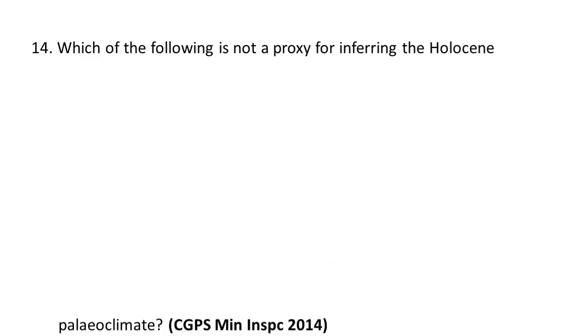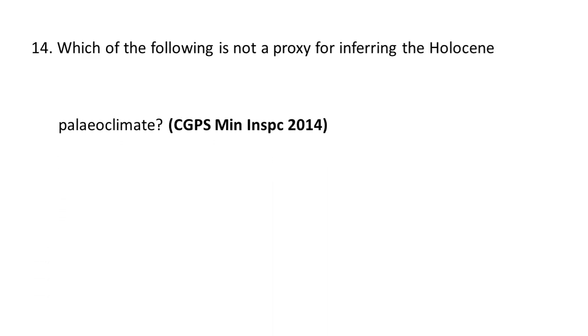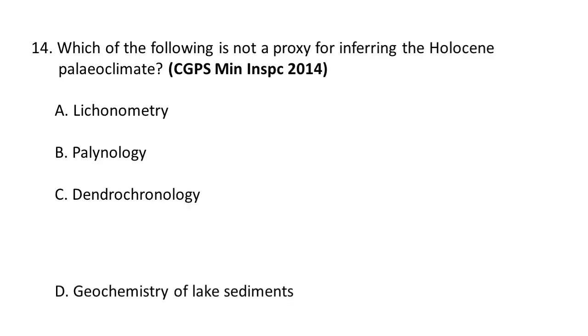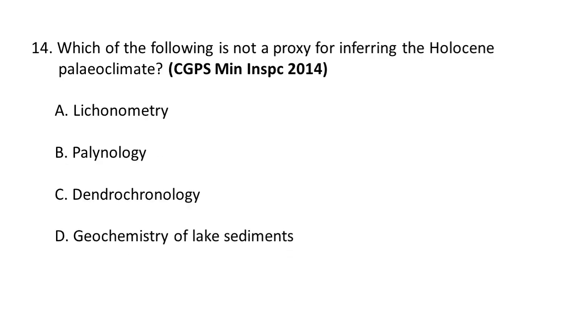Next question. Which of the following is not a proxy for inferring the Holocene paleoclimate? A. Lichenometry, B. Palynology, C. Dendrochronology, and D. Geochemistry of lake sediments. So, the correct option goes as A, because palynology, dendrochronology, geochemistry of lake sediments are useful for inferring the Holocene paleoclimate, whereas lichenometry is a technique used to find the relative or absolute date of rock surface exposure. So, A is the correct option.